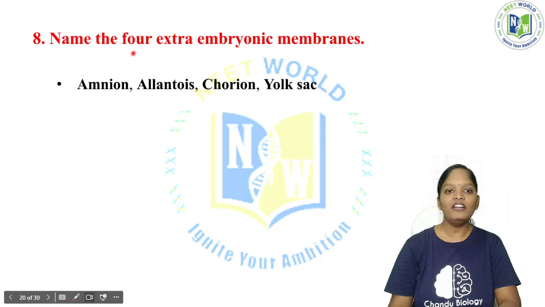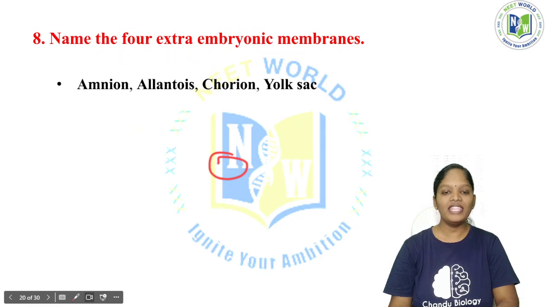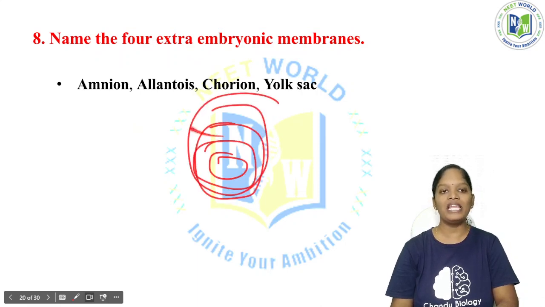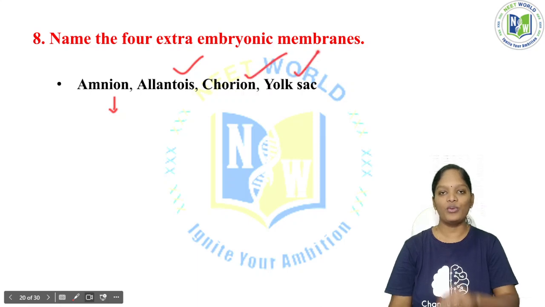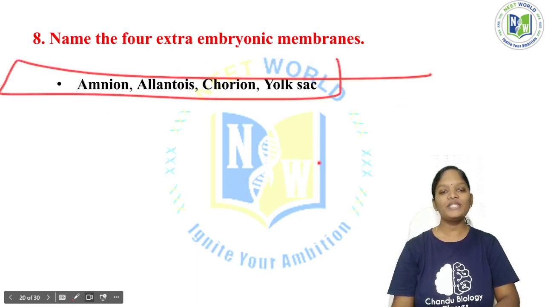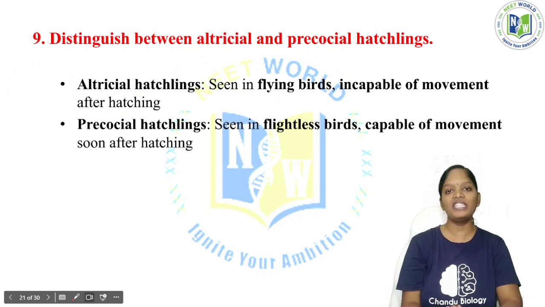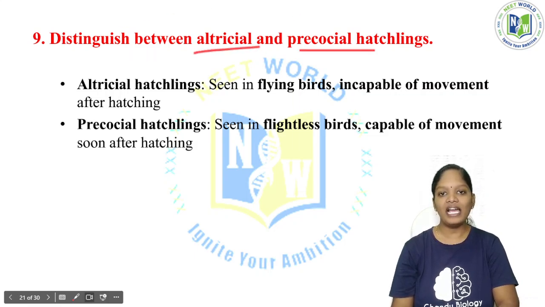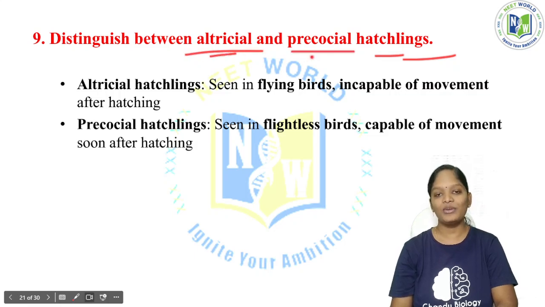Now, name the four extra-embryonic membranes. See here, there is an embryo, and this embryo is surrounded by four embryonic membranes, and those membranes will be amnion, which has an amniotic fluid within it, allantois, chorion, and yolk sac. All these were the four extra-embryonic membranes present in the female, which means the embryo within the female body, right? Now, distinguish between altricial and precocial hatchling. See, altricial, precocial, an important word.